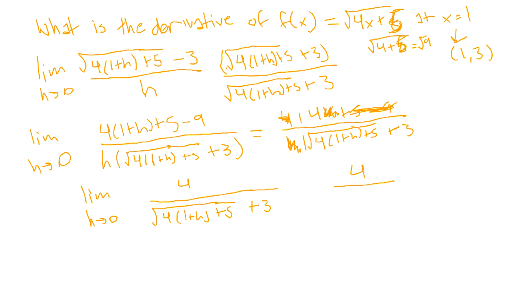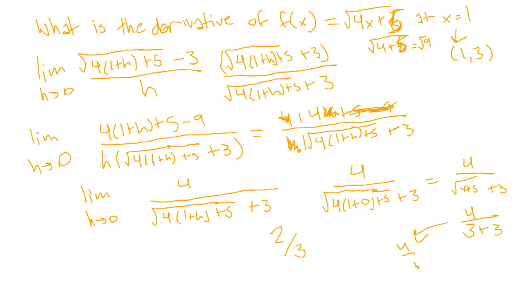So we get the square root of 4 times 1 plus 0 plus 5, plus 3, which gets us 4 over the square root of 4 plus 5, plus 3. That's 4 over 3 plus 3, which is 4 over 6. So therefore, the derivative of f of x equals the square root of 4x plus 5 at the point 1, 3 is going to be 2/3.